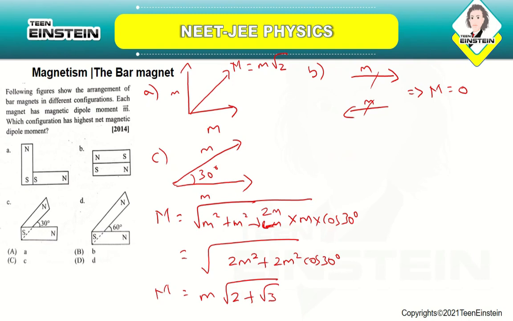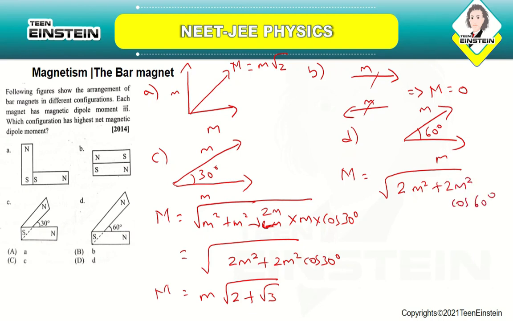So this is for configuration C, and the next configuration is D. The only difference between configuration C and D is the angle. Here the angle is 60 degree, there it is 30 degree. A little bit higher angle, and in the same way you use the parallelogram law of vectors. You will be getting the value as root of 2M square plus 2M square cos 60 degree. If you solve this, you will be getting M root 3.